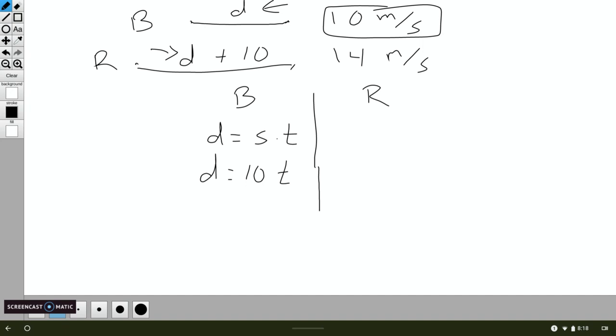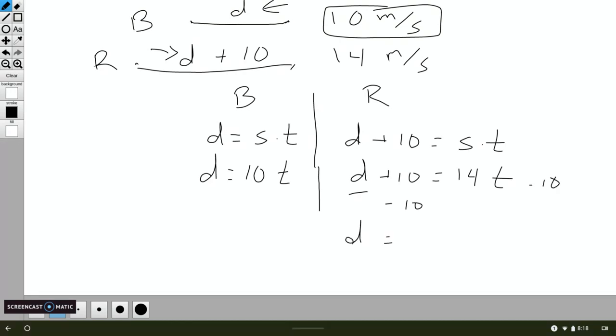On the red side, the distance would be S times T, but its distance is D plus 10, so D plus 10 equals S times T. If I plug in, it's D plus 10 equals 14T. And then I want to solve for the distance, so I'm going to subtract 10 and subtract 10. And so D is equal to 14T minus 10. Now, I've written the solve for D for both cars.